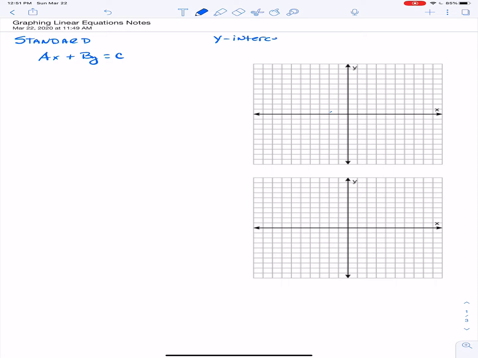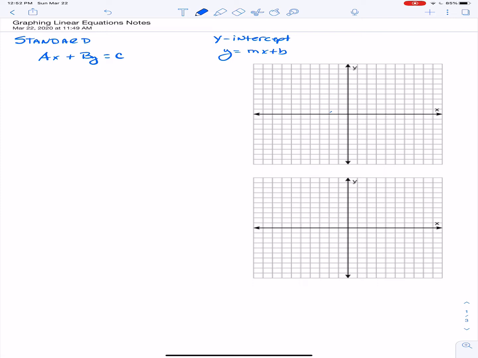With the y-intercept form, your y is going to be isolated on one side of the equation, and it's going to be y equals mx plus b. We are going to talk about this y-intercept form in a later video. So today we're going to deal strictly with the standard form. The very first thing that I want to go over with you with the standard form is that on many standardized tests, you're given an equation and then asked if a point is a solution to that equation.